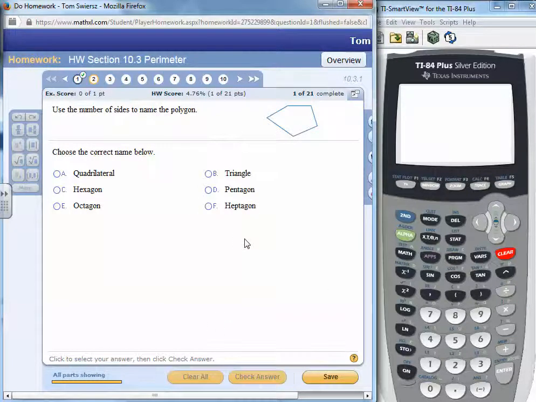Number 2, classify, use the number of sides to name the polygon. We got 1, 2, 3, 4, 5 sides. A 5-sided polygon is called a pentagon. Quadrilateral is 4-sided. Hexagon is 6-sided. Octagon is 8. Triangle, you know, is 3. Pentagon, 5. Heptagon is 7-sided.